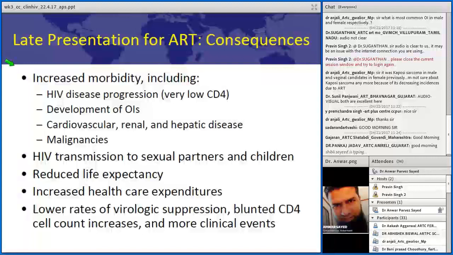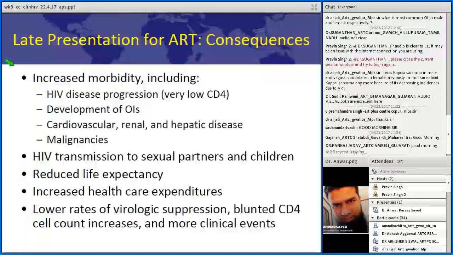So what will happen if people present late? There will obviously be increased mortality and morbidity because of HIV disease progression and the development of multiple OIs, and HIV affecting important organs of the body like the kidneys, liver, intestines, or heart, causing HIV-associated nephropathy or HIV myocarditis and all that. HIV transmission will again increase if people do not report to the ART center early and are not put on ART early.